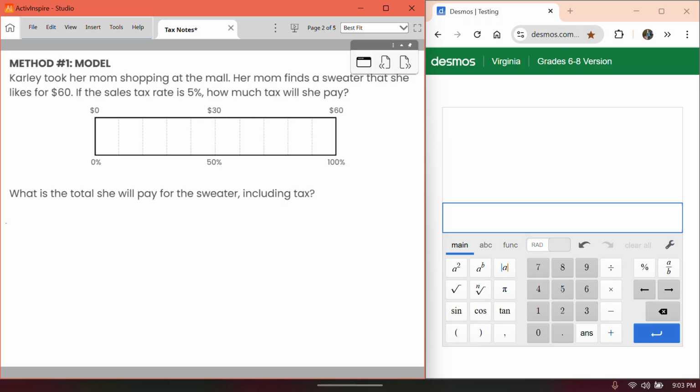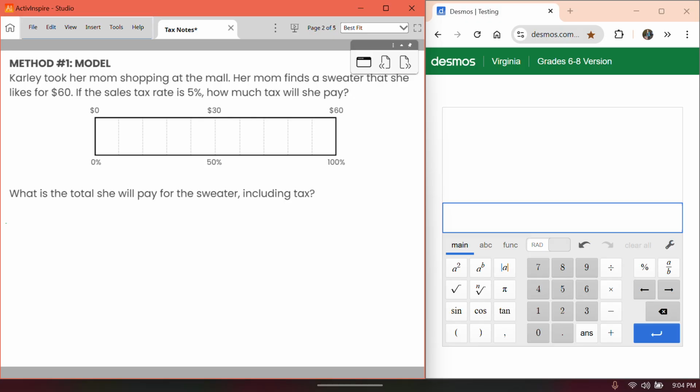Carly took her mom shopping at the mall. Her mom finds a sweater that she likes for $60. If the sales tax rate is 5%, how much tax will she pay? So if you watched the video or were in class when we did the notes page on benchmark percentages, 5% is one of the percents that we talked about. It's basically 1 out of 20 pieces on a bar model or a circle graph or a cake or a pizza or anything. This bar model isn't split into 20 pieces. It's split into 10. But we can pretend it's 20 if each of those 10 was also cut in half.